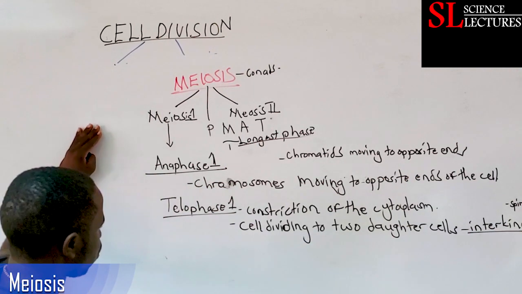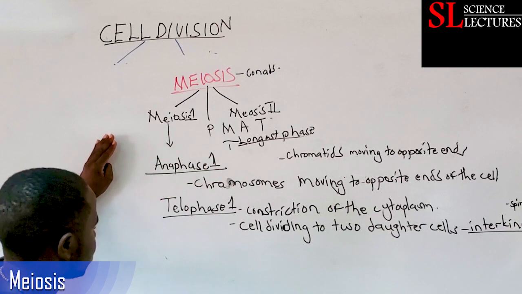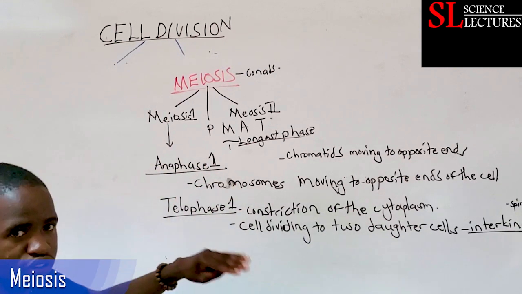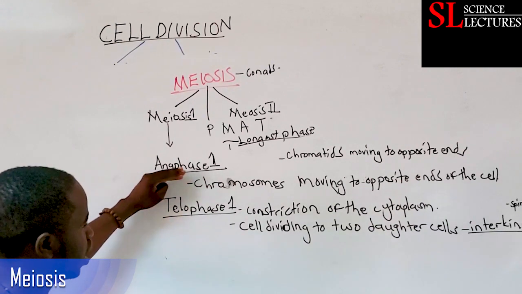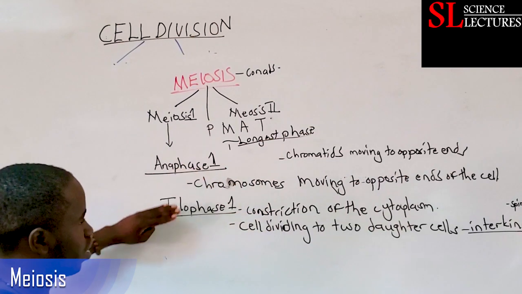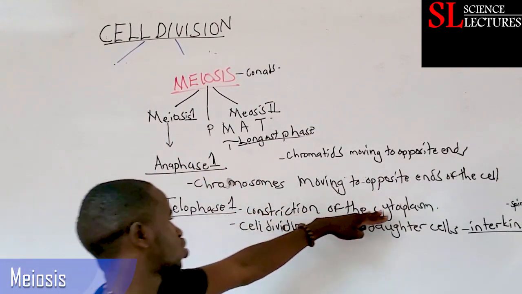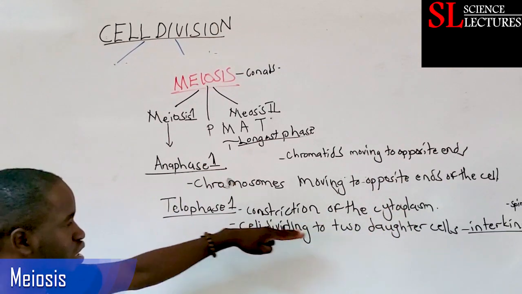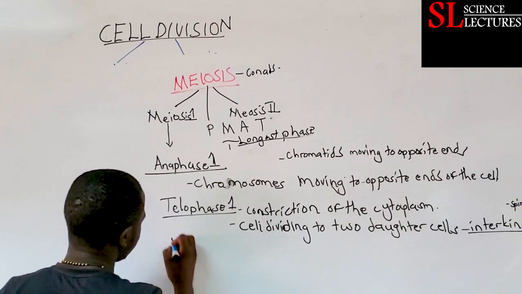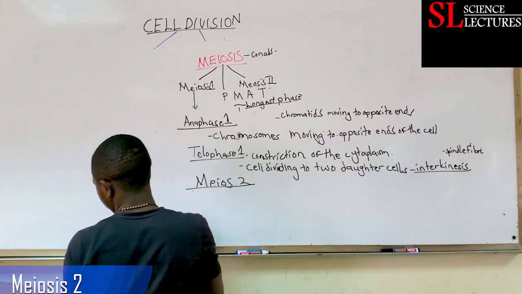We say during prophase we shall have things like synapsis and crossing over. At metaphase we shall have tetrads aligning themselves at the metaphase plate instead of having individual chromosomes. During anaphase, chromosomes move to opposite ends of the cell instead of having individual chromatids. Then at telophase we shall have constriction of the cytoplasm and it dividing into two daughter cells. Then from there we proceed to meiosis 2.